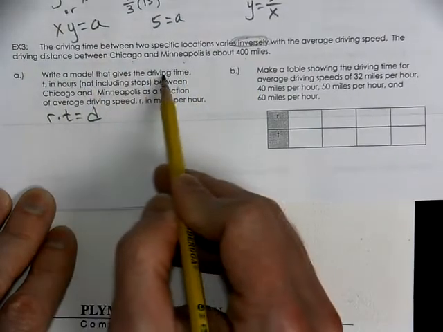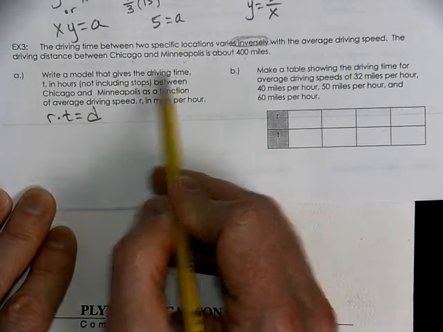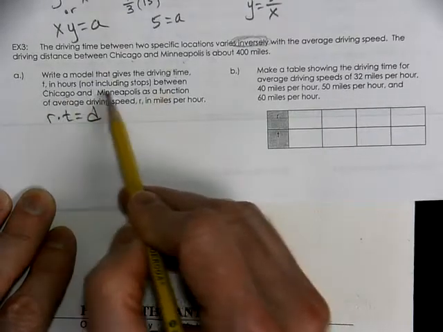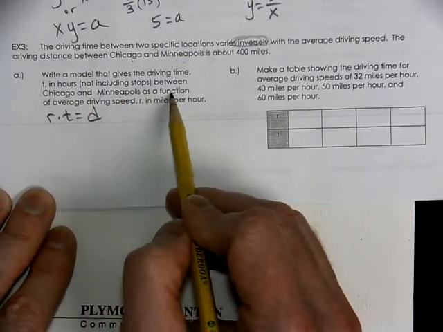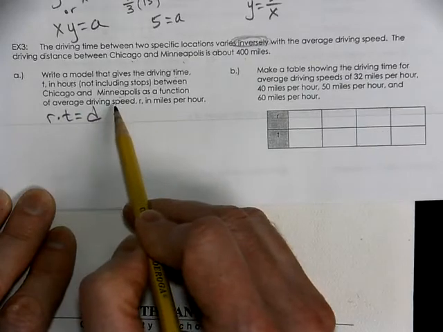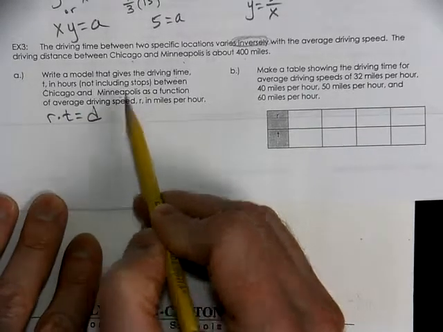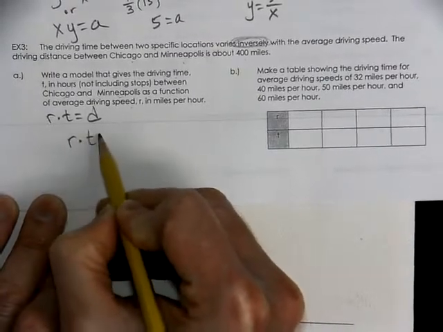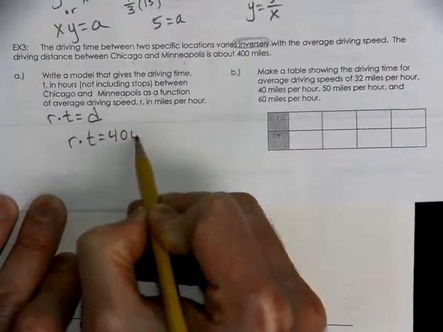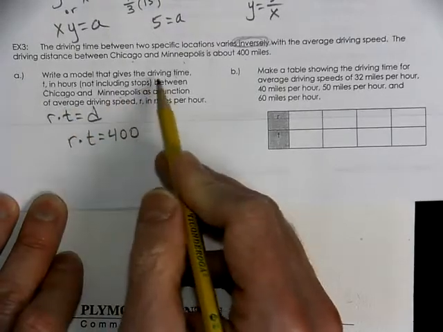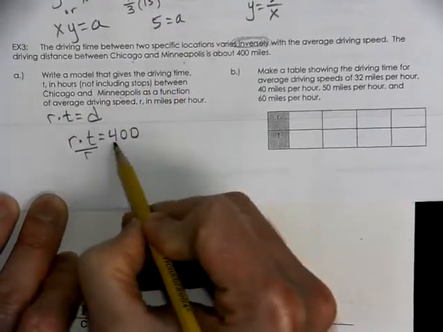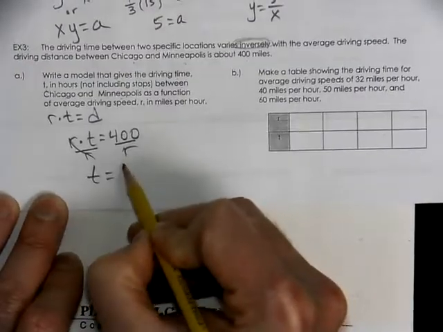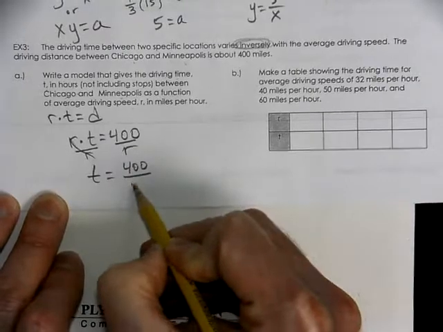Write a model that gives a driving time, which is your t in hours, between Chicago and Minneapolis as a function of the average driving speed. So we're going to have r times t equals our distance. So we're going to divide by the r, so that gives us our driving time as a function of the speed.